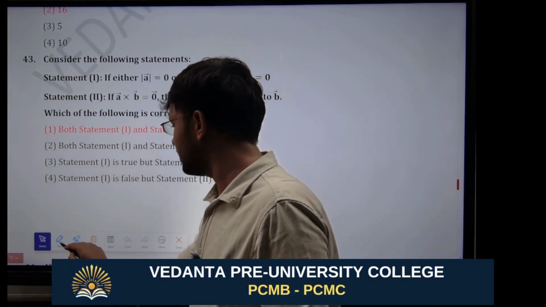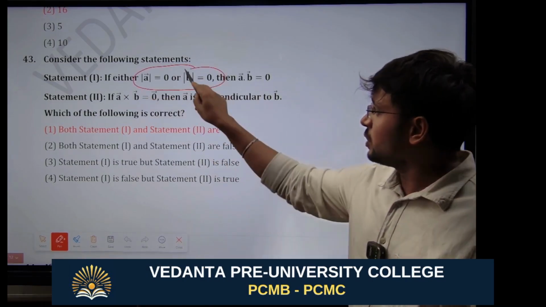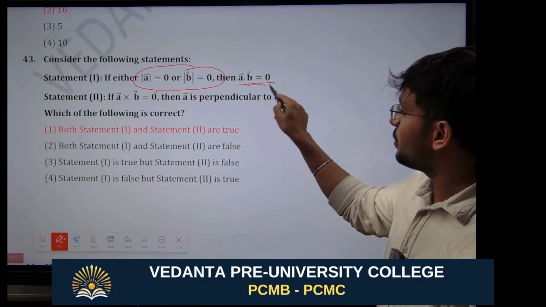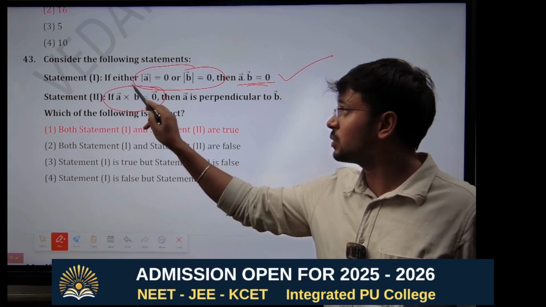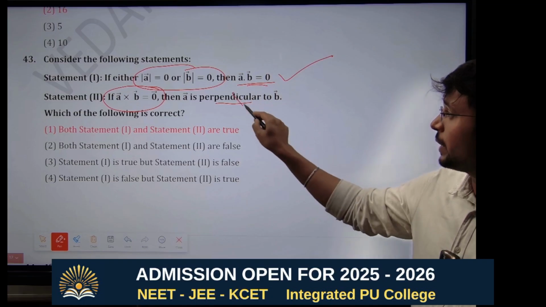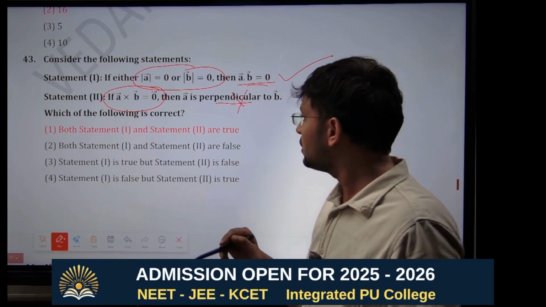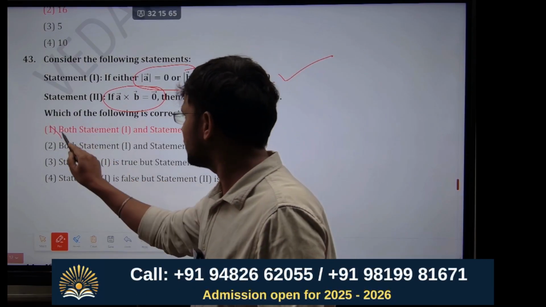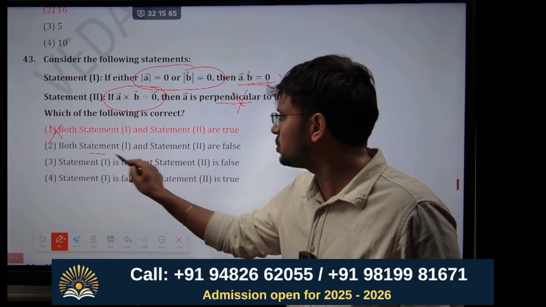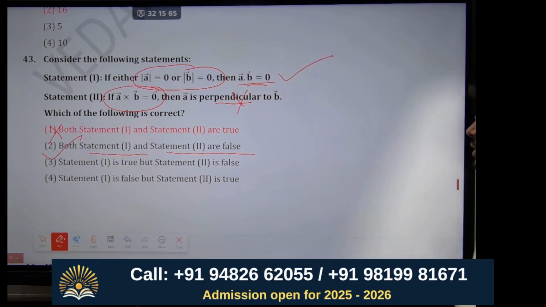Now see, again very straightforward question. Obviously, if one of the magnitudes is 0, the dot product is 0. That is true. But if the cross product of these two is 0, then they are not perpendicular but parallel. Yes or no? For parallel vectors. So statement 1 is true, but statement 2 is false. This is the answer, because for parallel vectors, the cross product is 0.